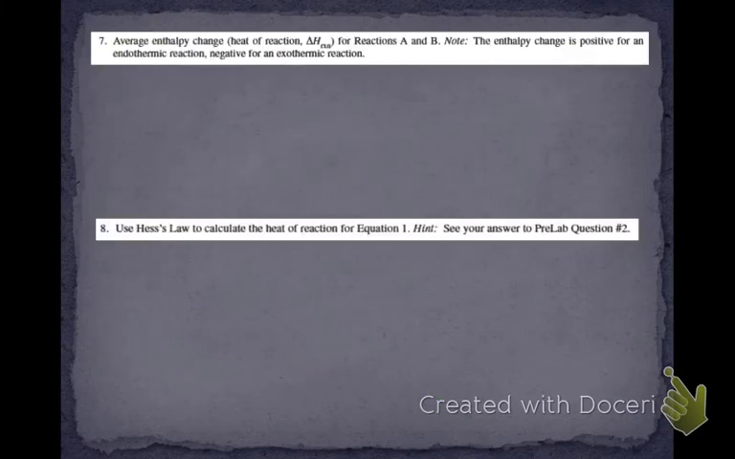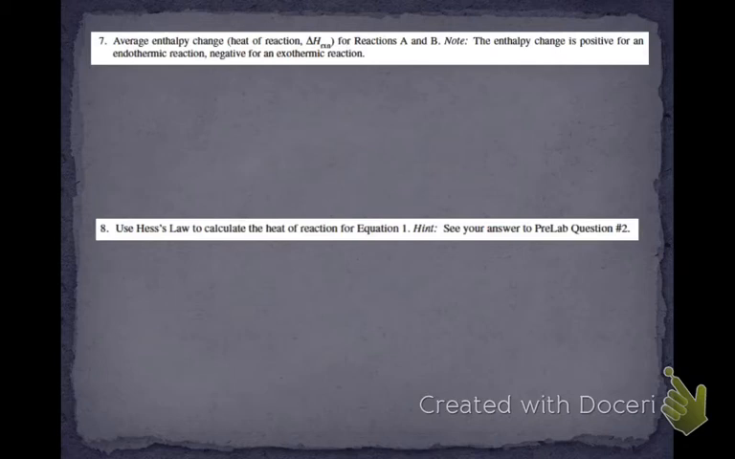I think number 7 here is pretty self-explanatory. They're asking you to calculate the average enthalpy change for reaction A and reaction B. So you want to take the 2 trials from reaction A and calculate an average delta H, and you want to do the same thing for reaction B.